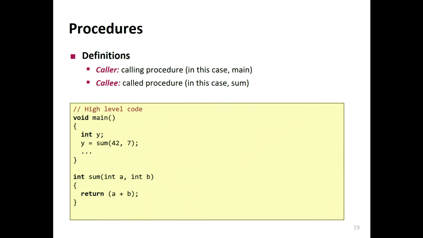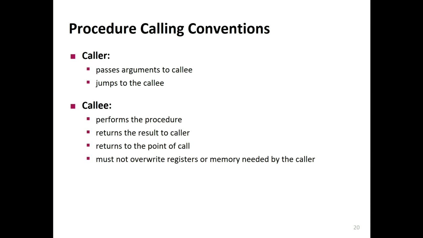Okay, let's continue on to talk about procedures. As I mentioned before, in addition to talking about jump instructions, I also talked about jump register instructions. Both of these are going to be used in procedure calls. So procedures here are pretty much the same as what you learned in C. So again, you have the caller and callee. In the simple case, the caller would be the main function who calls sum, and sum is the callee, the one that's being called. We don't need to get into the details of this. This is just the definition.